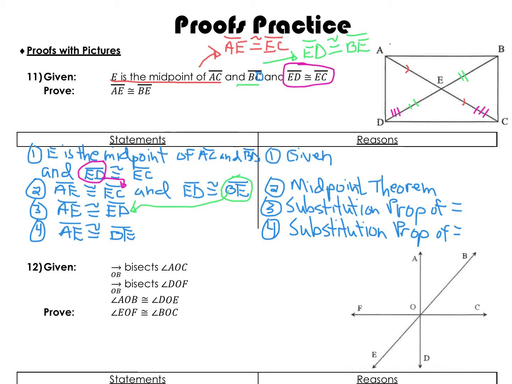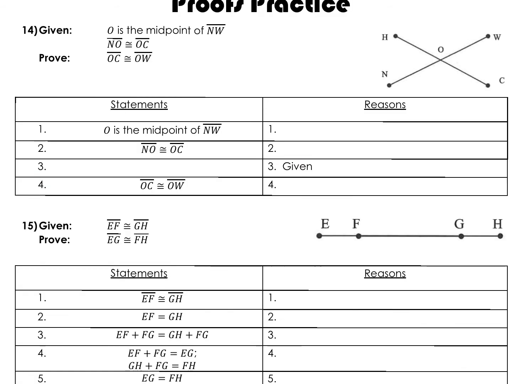Okay, so then we are going to skip 12 and 13, and we're going to go on to the next page and do 14 and 15. Okay, so we're going to look at 14 and 15 on this page. We do have a bit of a correction to make before we start. So if you will scratch this out, it should go down here. Segment NO is congruent to segment OC. There's a little correction there.